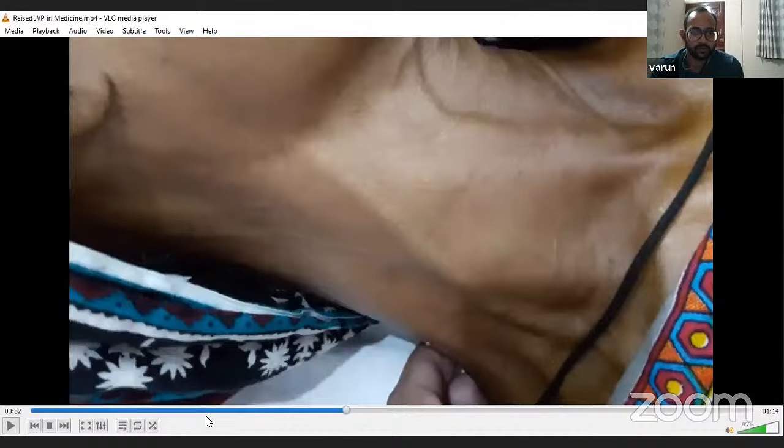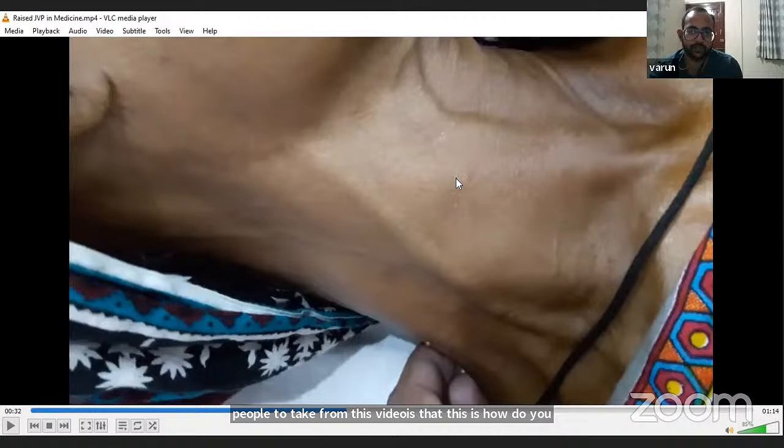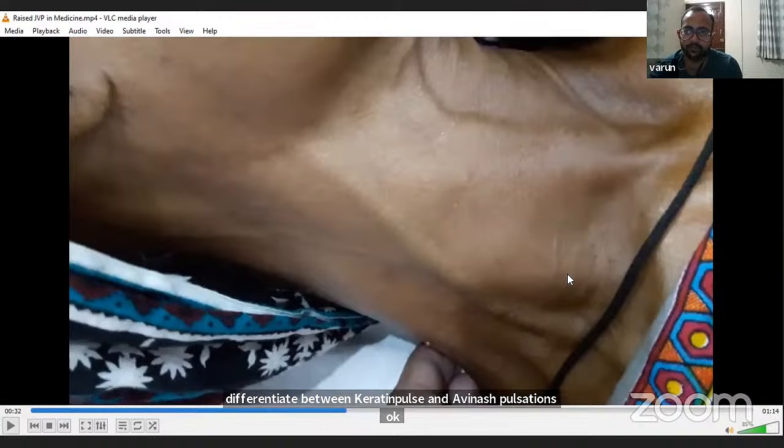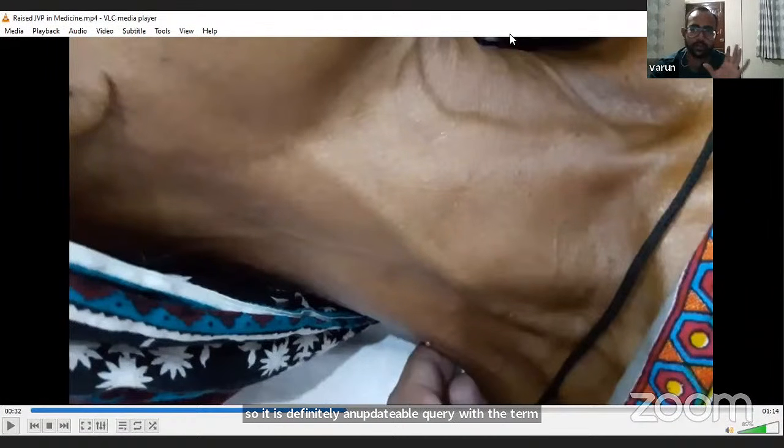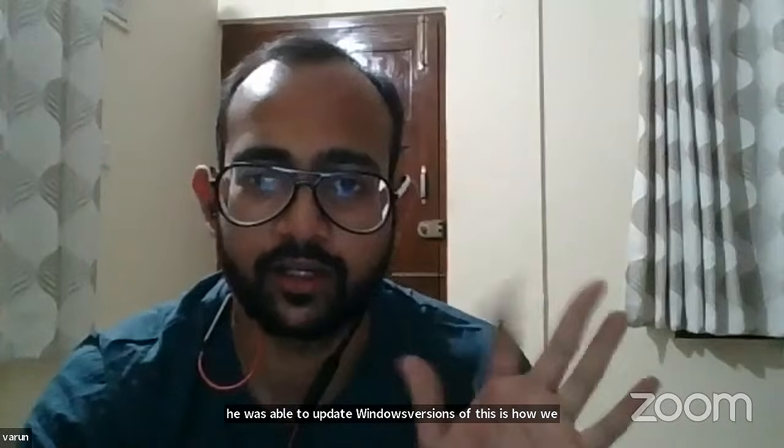Okay, so it is difficult to say which one is A wave and C wave here, because of course we cannot palpate the carotid. What I want you people to take from this video is that this is how you differentiate between a carotid pulse and venous pulsations. So it is definitely obliterable. When he, with the thumb, was able to obliterate those pulsations, this is how you identify between a carotid and a jugular venous pulse.